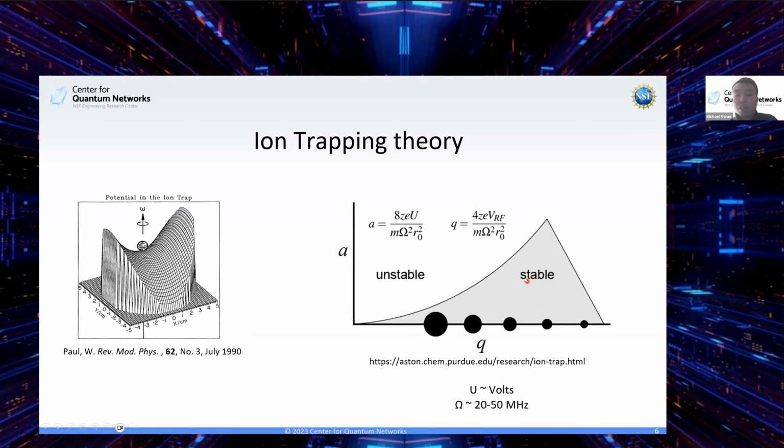While the RF voltage amplitudes vary greatly among different trap geometries, the DC amplitudes are usually on the order of volts, and the RF frequencies are usually between 20 and 50 megahertz.